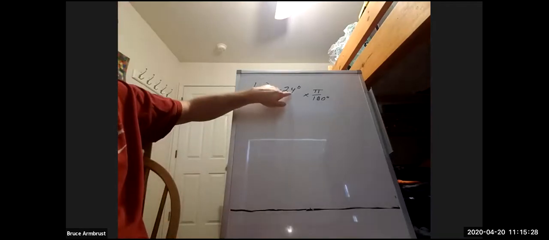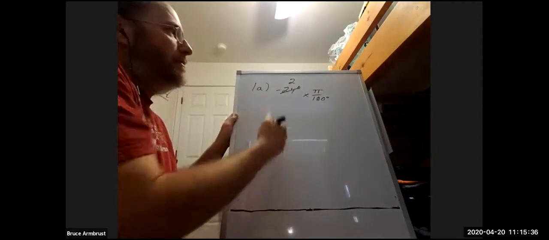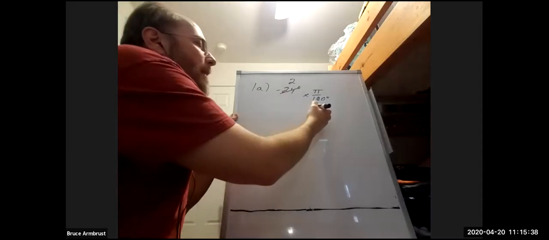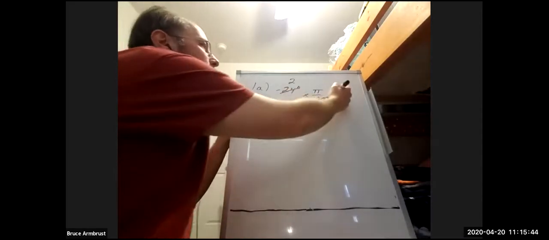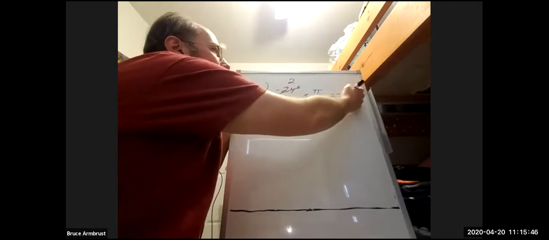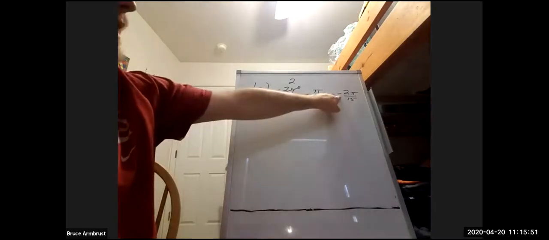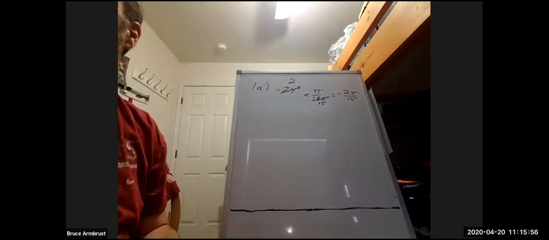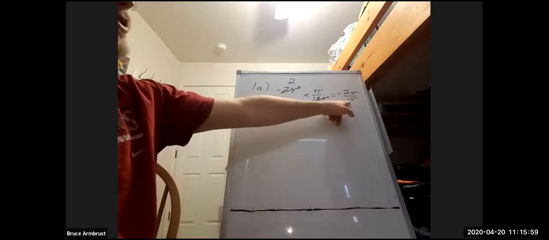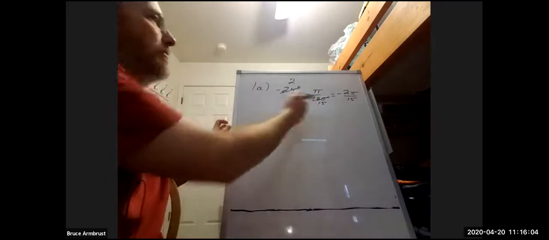So we can divide into 24 and 180. Both of those are divisible by 12. If we divide them by 12, we get 2 for the 24, and for the 180, we get 15. So this ends up being minus 2 pi over 15. I would say the biggest issue on this one is people forgot the minus sign, but it's super important. We need to have that because that tells us which direction we go, right? Remember, negative just means we're going in a clockwise direction as opposed to counterclockwise. So there was part A.